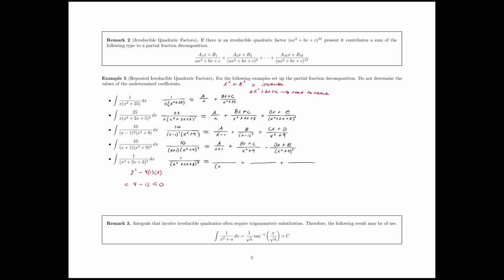So we're going to have, each one gets a generic line, so ax plus b, cx plus d, ex plus f. And then here we start with our factor, and then we keep increasing the power on it until we reach the power that's present in the problem. So third power. There we go.